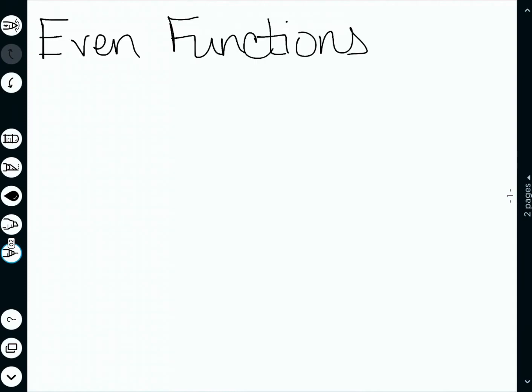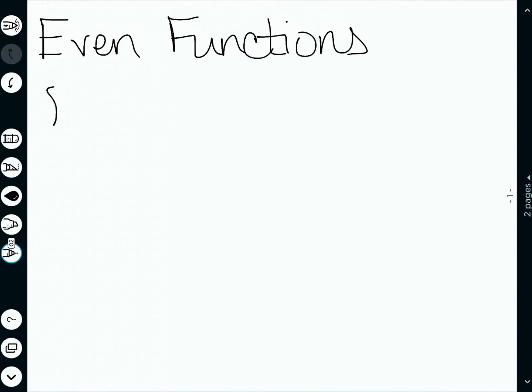Here we'll start looking at even and odd functions and exactly how they're affected with integrals. So we'll start with a refresher of exactly what even and odd functions are. So let's start with even. There are two ways to define an even function. One is algebraically, one is geometrically.